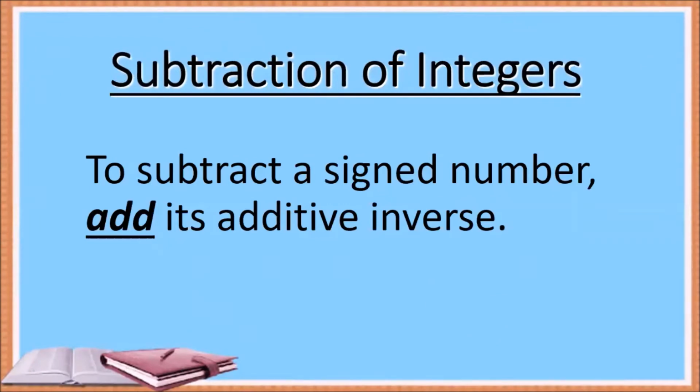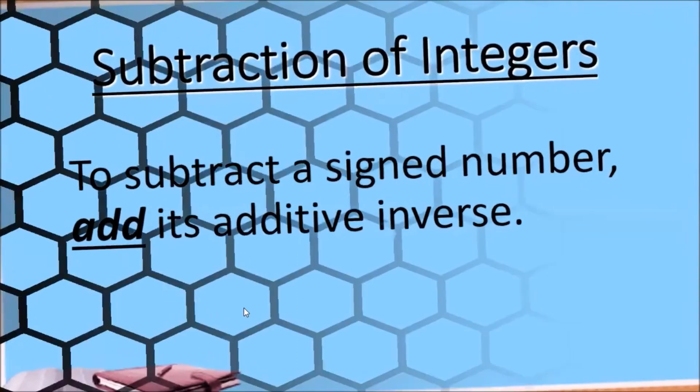So kung ano po rules sa addition of integers is i-apply in subtraction of integers after we add its additive inverse. Examples.